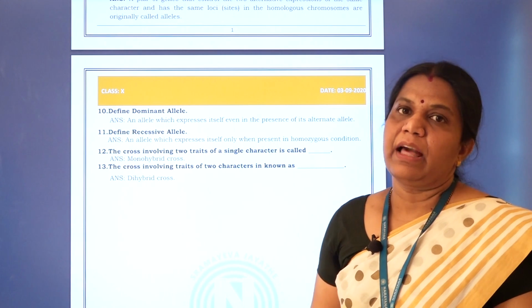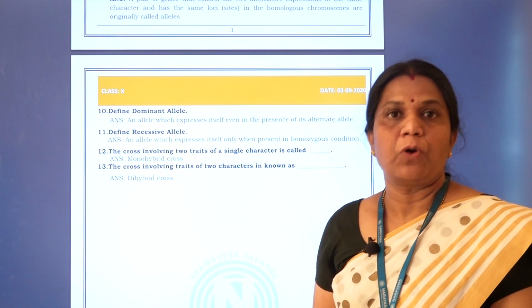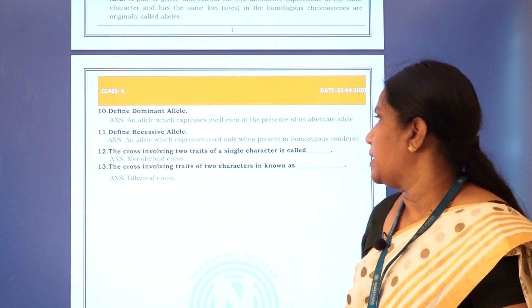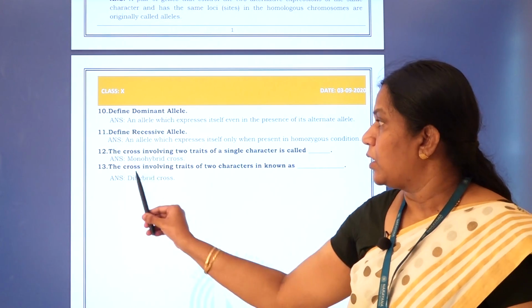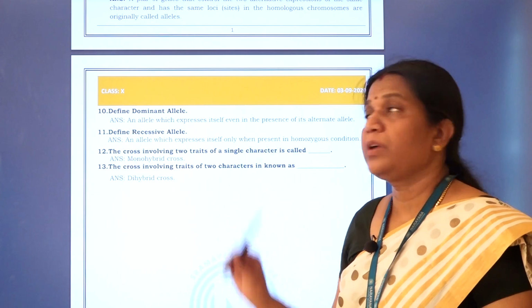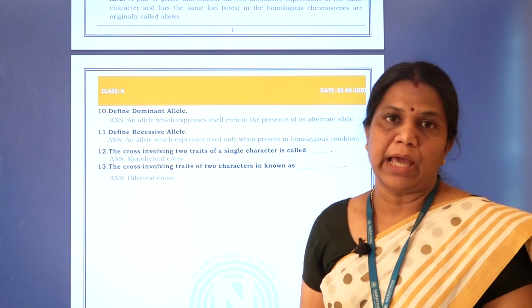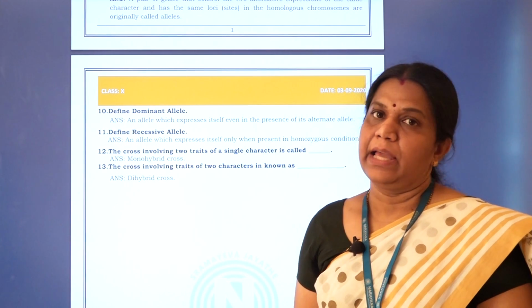Then the twelfth question: the cross involving two traits of a single character is called a monohybrid cross. So if a single character is concerned, it is called a monohybrid cross. The cross involving traits of two characters is known as a dihybrid cross. If we are concerned with two characters, that is called a dihybrid cross.